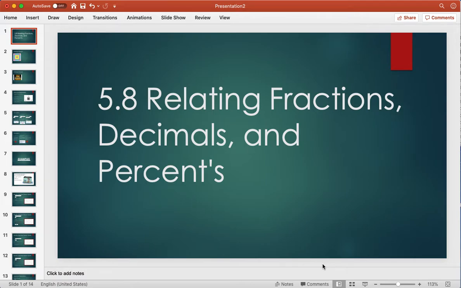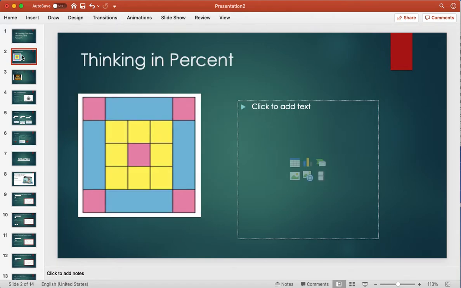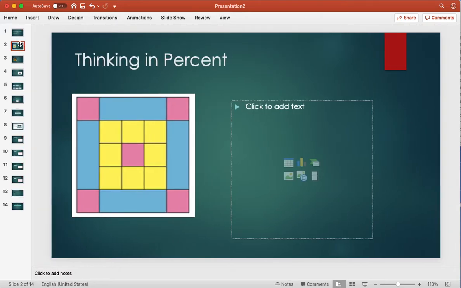Decimals and percents, how do they relate together? We've talked about them individually. We spent the most time on fractions, but then also we're going to discuss decimals and percents today. We'll have a little bit of work on Thursday, and then on next Tuesday we will be having a short quiz.